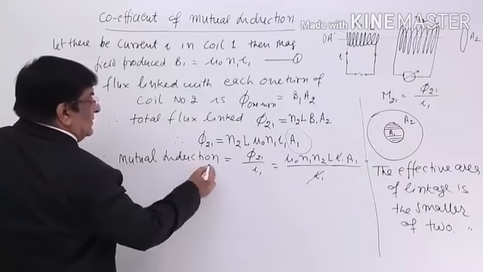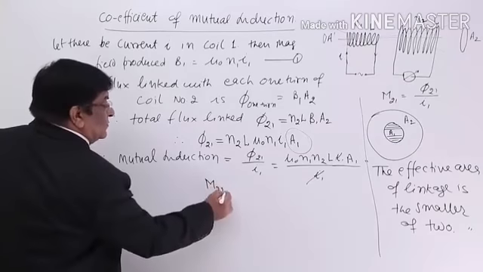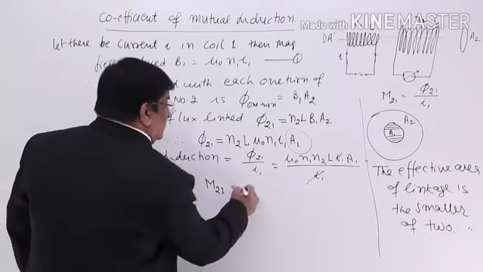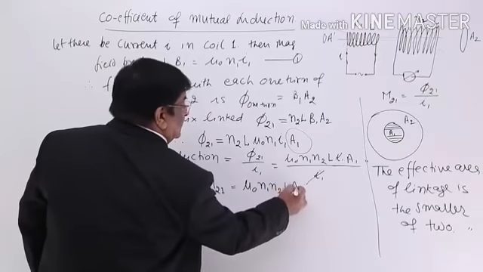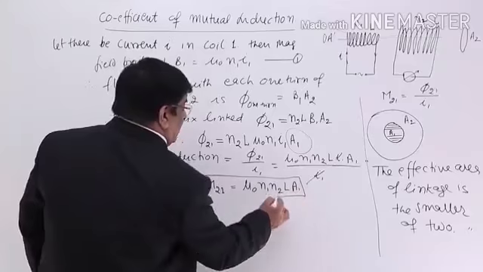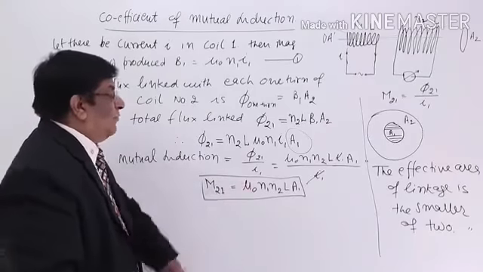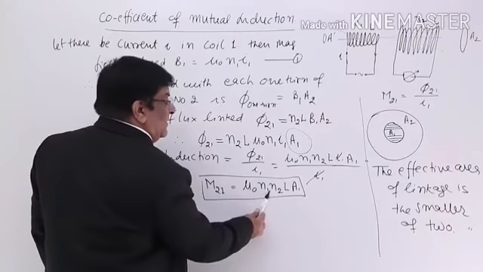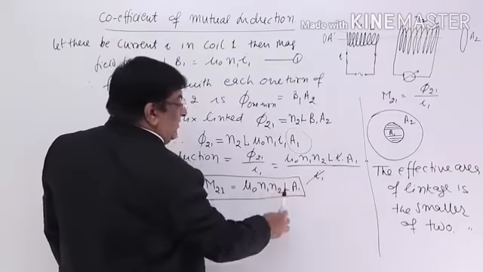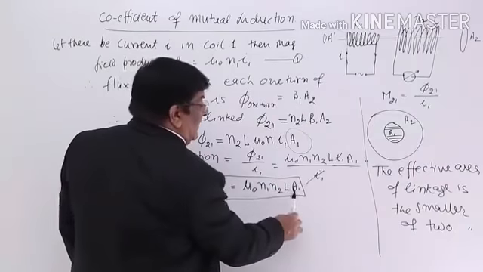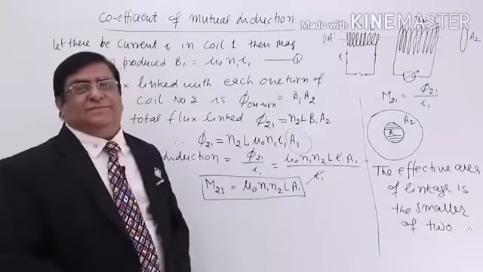So what is the name of this mutual induction? Mutual induction of coil number 2 due to coil number 1. So this has come to mu naught N1 N2 L into A1. Okay, done. So mutual induction coefficient depends upon what? Number of turns in coil number 1, number of turns in coil number 2, length of the coil, which is incidentally equal. We have kept it equal, and A1 is the smaller of the two areas.